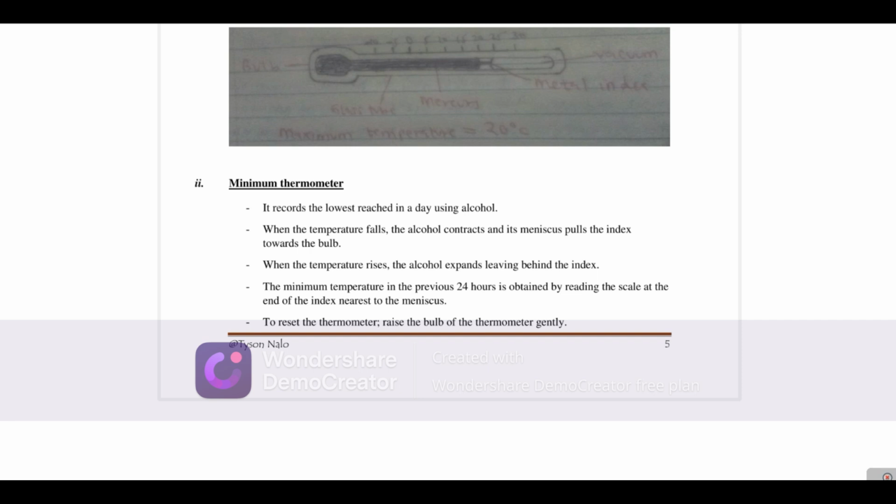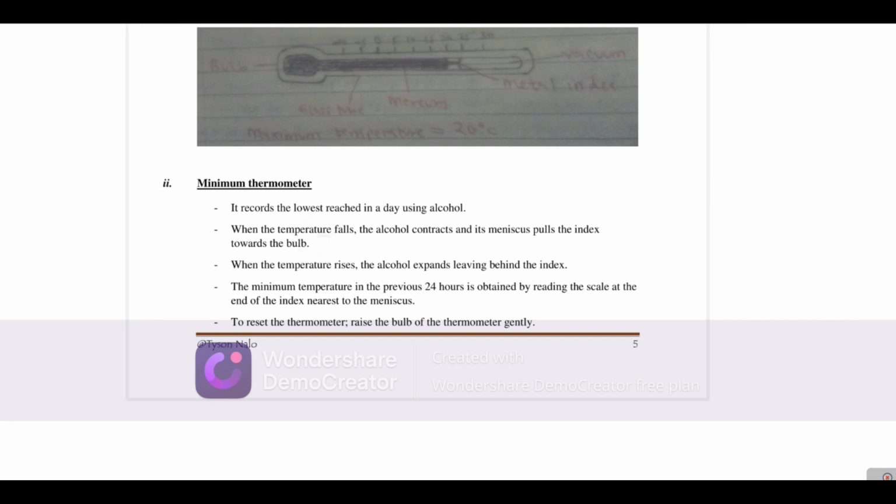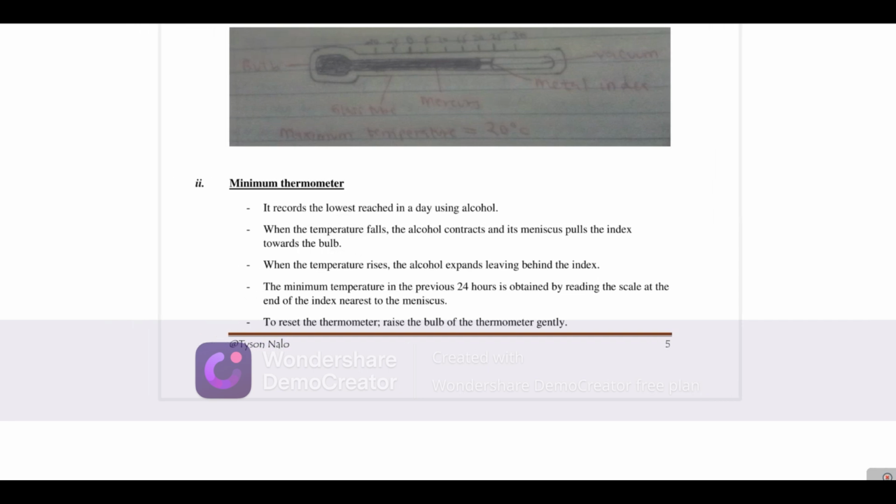Now when the temperature falls, the alcohol contracts and its meniscus pulls the index towards the bulb. You also need to take keen note of these 2 aspects, of what happens when the temperature falls. This statement will give you the point: when the temperature rises, the alcohol expands, leaving behind the index.